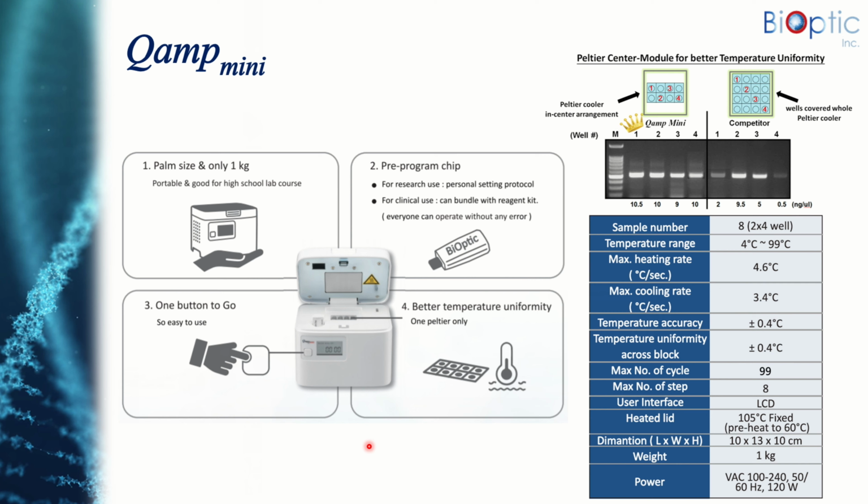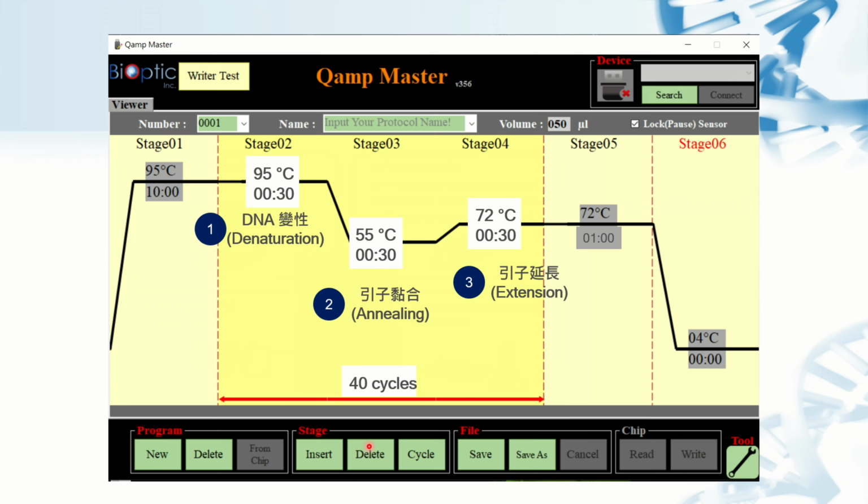And the peltier heating and cooling module is positioned at the center, so the temperature uniformity is better on Q-Amp Mini. We can even connect it to the car to charge. This kind of instrument satisfies the possibility of on-site testing. And about the pre-programmed chip, you can connect to your laptop and set the PCR program.